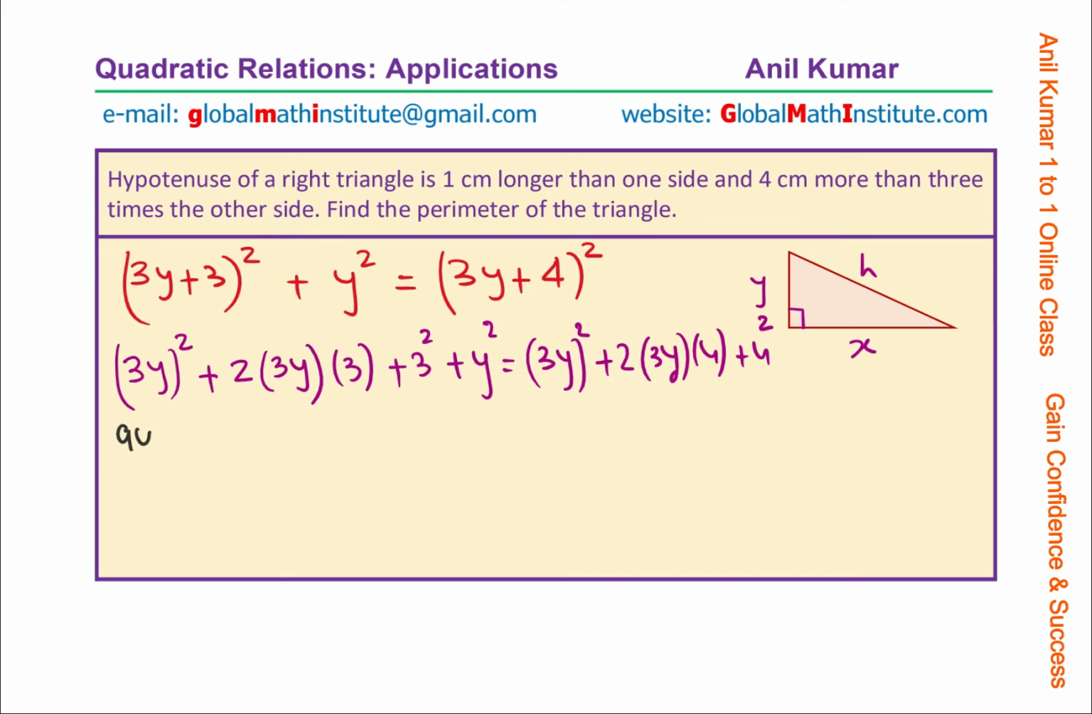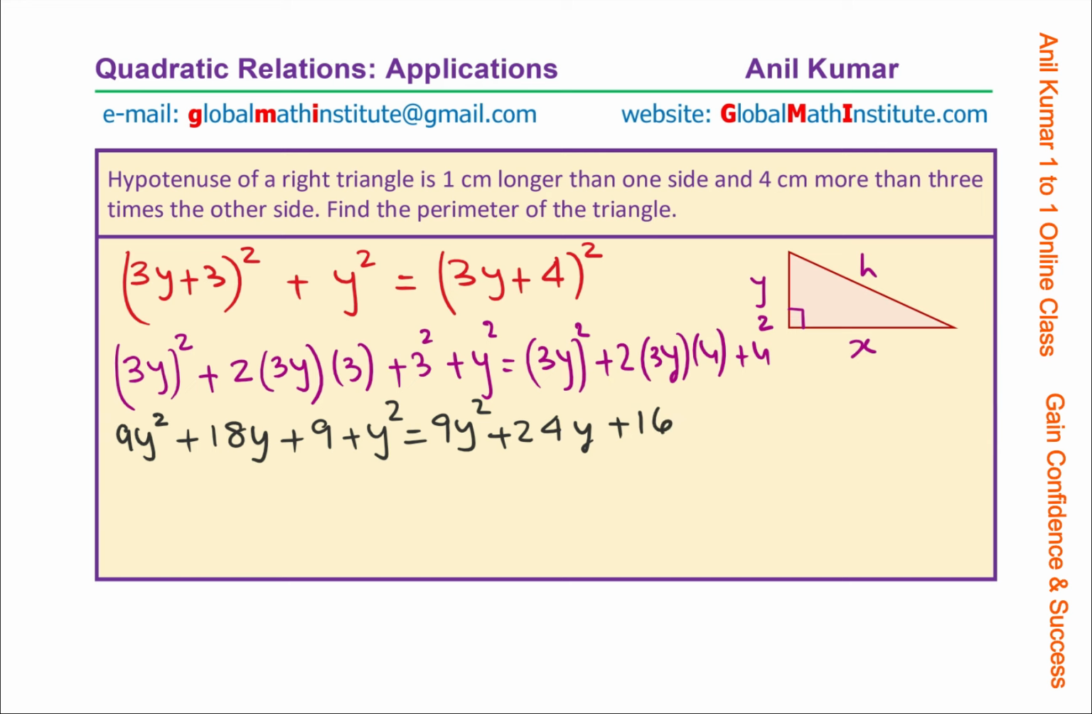So 9y squared plus 3 times 9 times 2, 18, 18y plus 9 plus y squared equals 9y squared. And now 2 times 3, 6 times 4, 24y plus 16. So we get our equation, right?